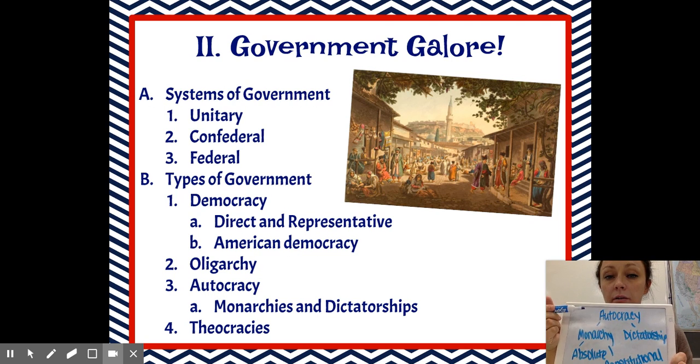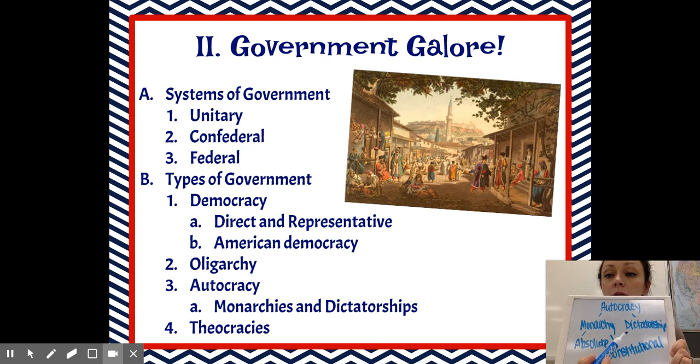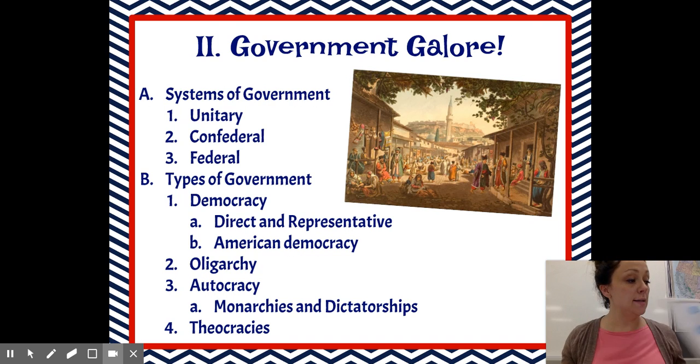So we've got our autocracy up here, and then we've got our two different types of autocracy, a dictatorship and a monarchy, and then you've got your absolute and your constitutional monarchy. Those are the different types of monarchies, okay? So in a monarchy, monarchies are typically characterized by a king or a queen having the authority to govern, okay?